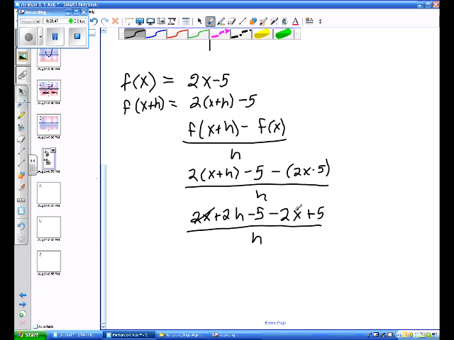Well, 2x minus 2x is 0, minus 5 plus 5 is 0, so I have 2h over h equals 2. That should make sense because we know that was a linear equation, and the slope of that line would be 2. Okay, let's look at one that's not a linear equation. So this one we wouldn't know the answer to.